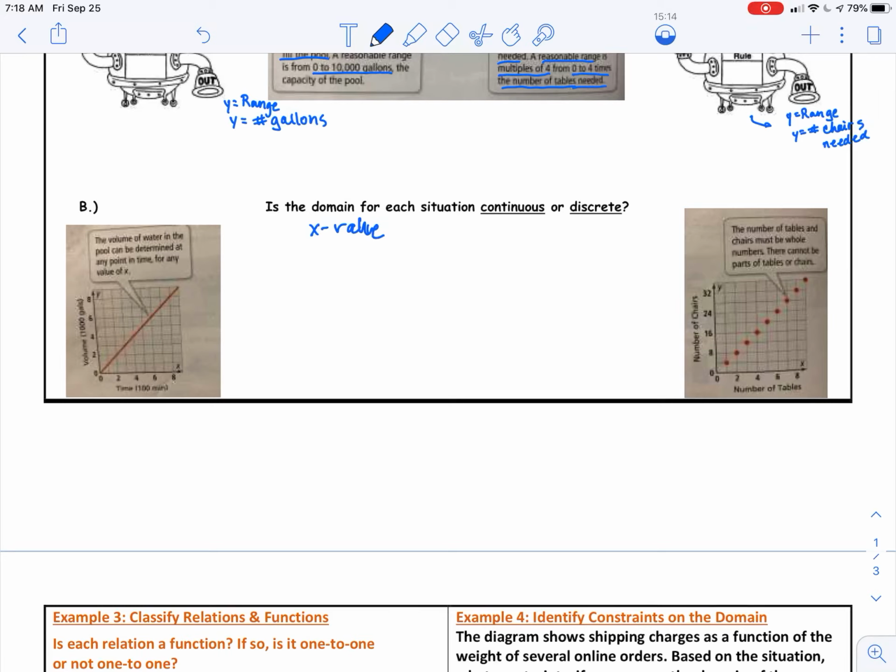The one on the left is considered continuous. So let's write down here a continuous domain. We're going to kind of divide this in half. We're going to write about the one on the left and then the one on the right. So the continuous domain, and by looking at this, you can almost see that. That line is continuous. There's no interruptions in it. And the reason that that problem about the gallons of water in your pool would be considered a continuous domain, in other words, the x value is continuous.